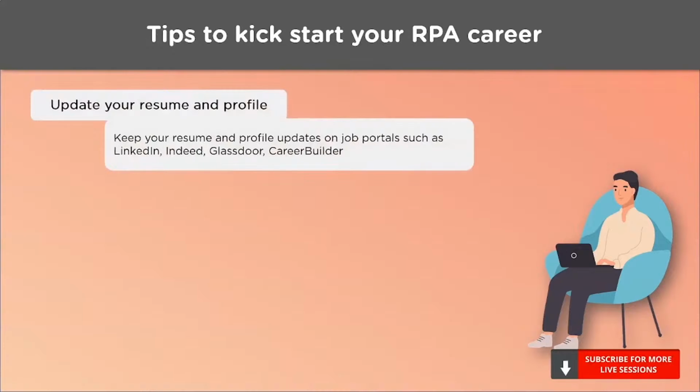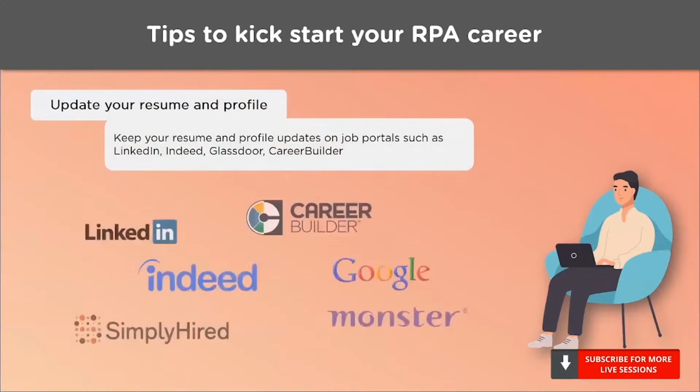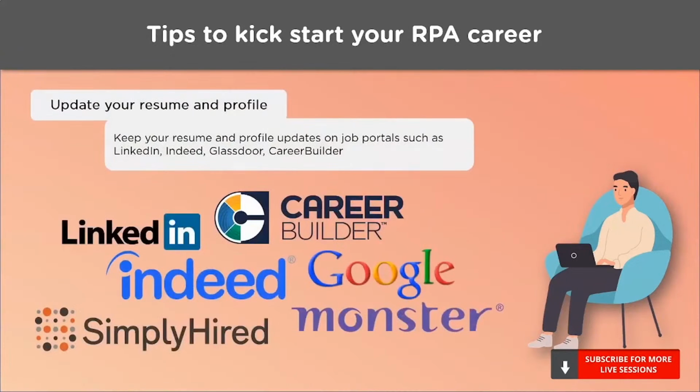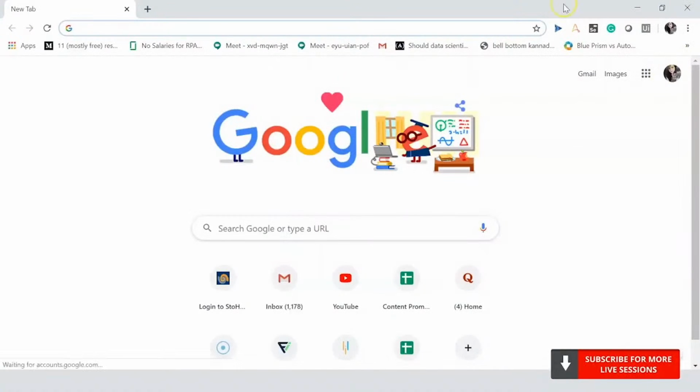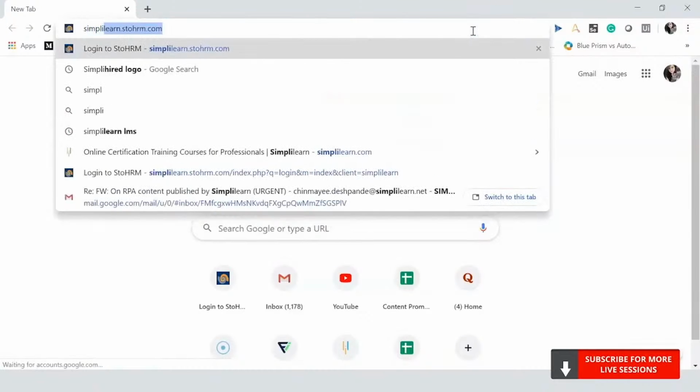Tip number 6 is to ensure you update your resume and profile. Now keep your resume and profiles updated on all job portals like LinkedIn, Indeed, Simply Hired, and Monster. So these were some simple tips to help you become an RPA developer. There are several RPA courses that you can take up. But if you're looking for a well-curated, concise syllabus, then you can head to our official website and type in RPA. So let's do that.